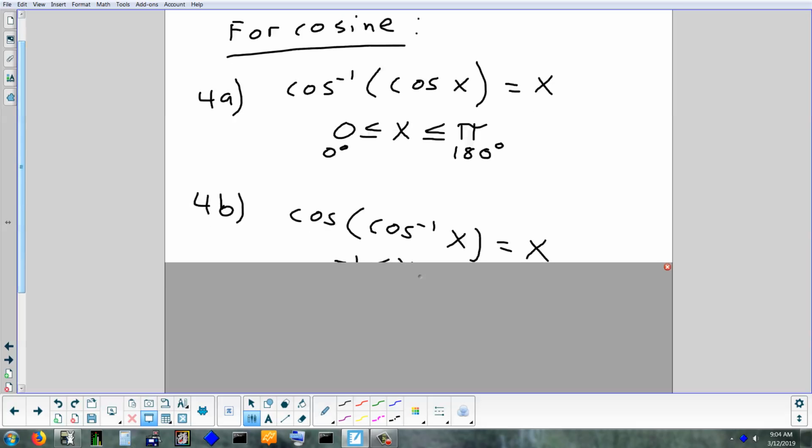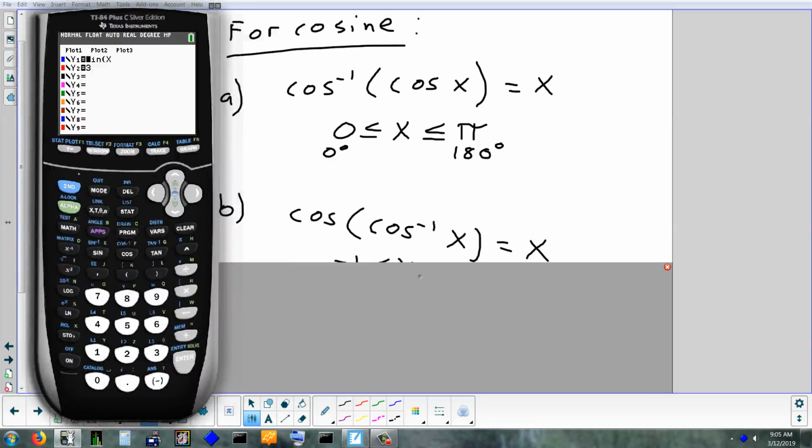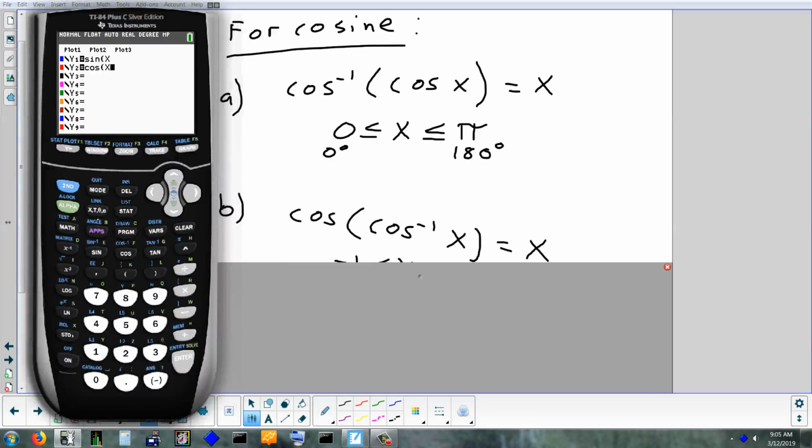Now, to explain what the restriction is on x here, last time I showed you a graph of sine, and I asked you how high and low it went. Well, I'm going to do the same thing. I'm going to graph cosine, and I'm going to ask you how high and low it goes. I'm going to leave sine on there. I'm just going to graph cosine on top of it in red.